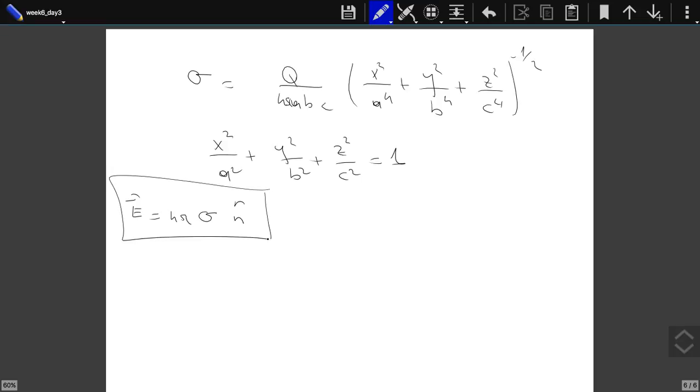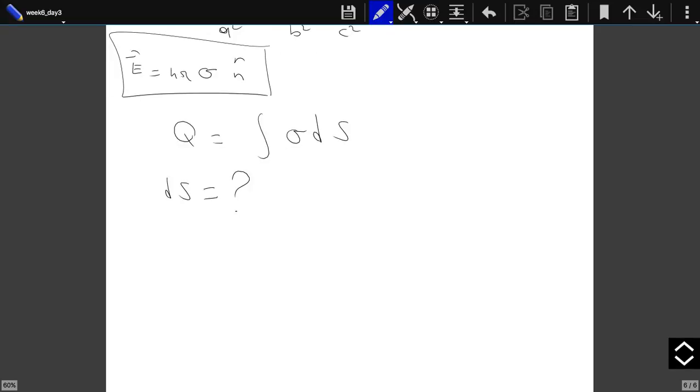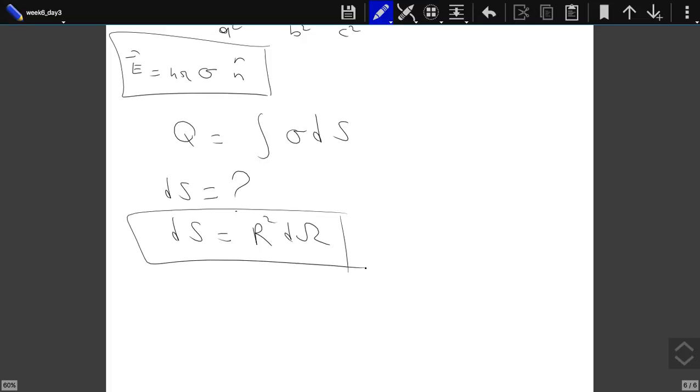Now the other one, showing that Q is the total charge, is the part that is complicated. Because the total charge is the integral of sigma dS. Now what is dS? dA over the angle at the surface. You see, dS is, let's say, r squared d omega. But anyway, these won't be of use to you.